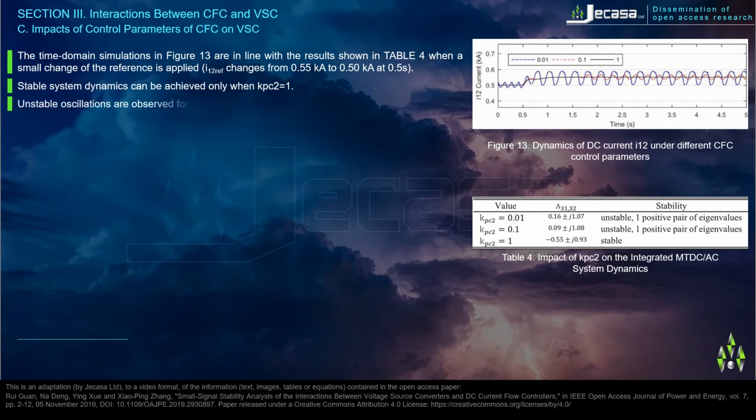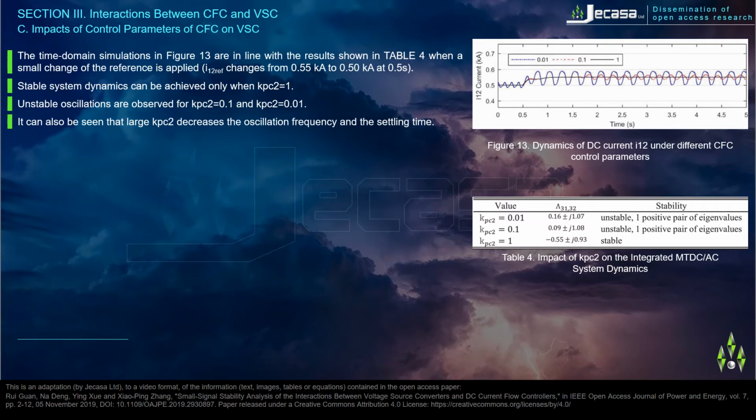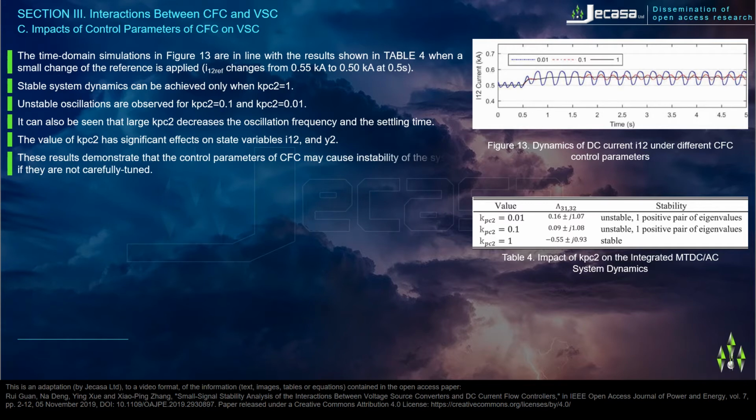Unstable oscillations are observed for kpc2 equals 0.1 and kpc2 equals 0.01. It can also be seen that large kpc2 decreases the oscillation frequency and the settling time. The value of kpc2 has significant effects on state variables I12 and Y2. These results demonstrate that the control parameters of CFC may cause instability of the system if they are not carefully tuned.